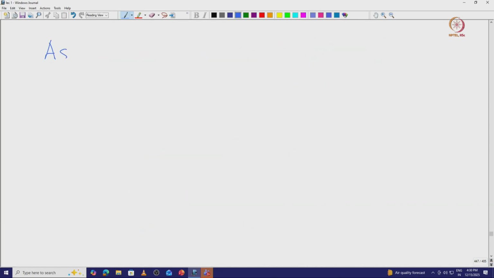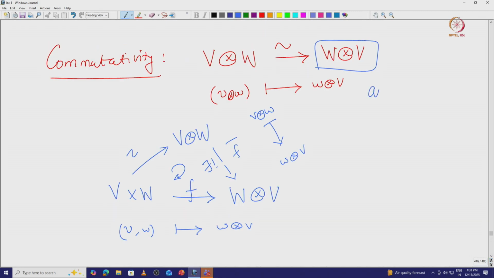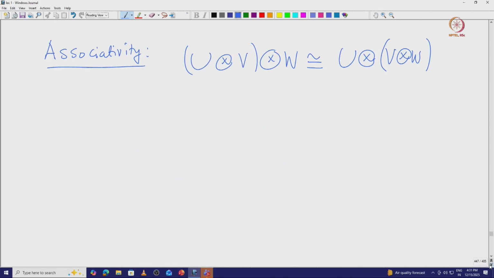So, here is the associativity, which is again easily proved using the universal property. So, maybe I will leave it to you to check. If you take three vector spaces U, V and W, we can form U tensor V, and then take the tensor product with W, and naturally this will be isomorphic to U tensor V tensor W. So, this is what associativity says, and all these isomorphisms are vector space isomorphisms.